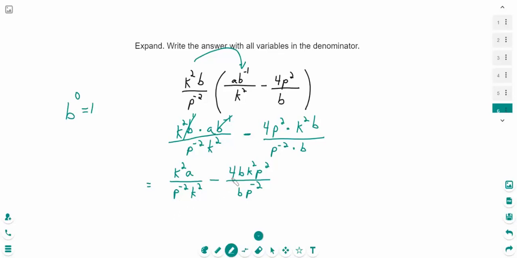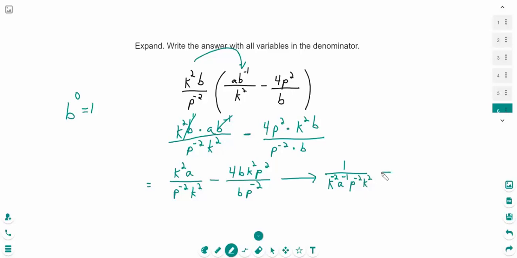And now I can look at the format that they want. They want the format with all variables in the denominator. So that means that from here, we have to move everything into the denominator. So in the numerator, we're going to have just a 1 because everything is moving into the denominator. So we've got this k squared gets pushed down, so that becomes k to the negative 2. And then this a gets moved down, that becomes a to the negative 1. And then, of course, I have everything else that's already in the denominator.